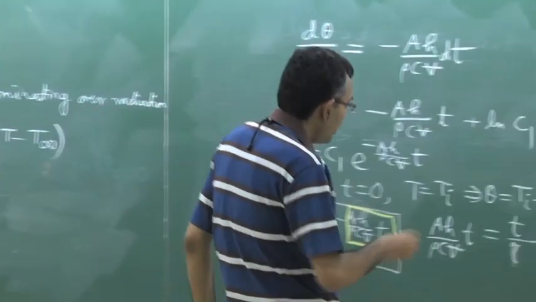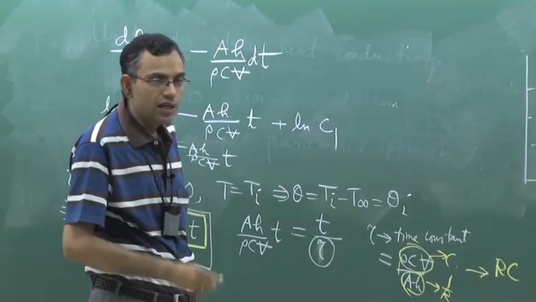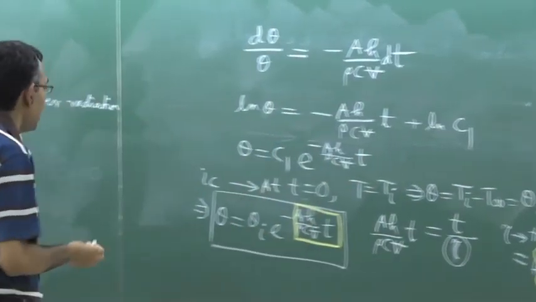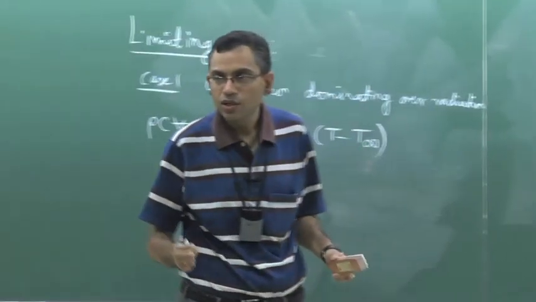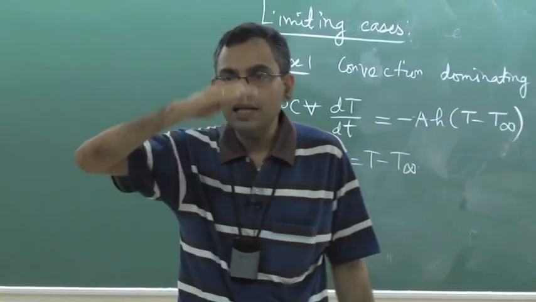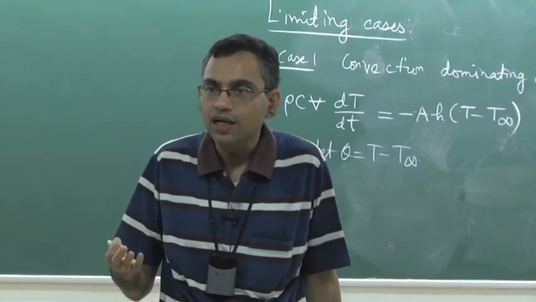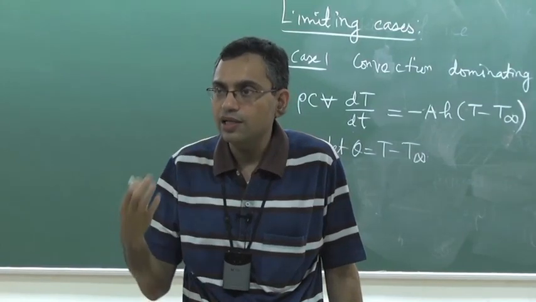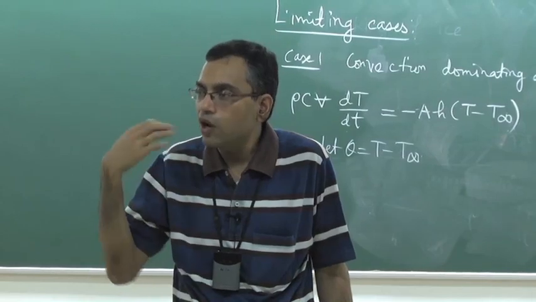But what is left for us to understand is, what is the physical significance of this time constant? How can you use it for a practical problem? Not only that, under what conditions will this solution remain valid? Because we have assumed that the lumped model is valid, that the entire solid is at a uniform temperature. But where is the guarantee that the entire solid is at a uniform temperature? So we will figure out under what conditions the entire solid is at a uniform temperature and under what conditions it may not be considered to be so.